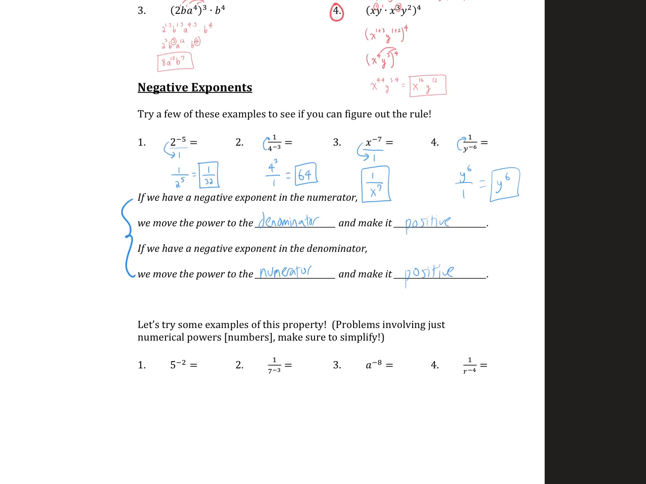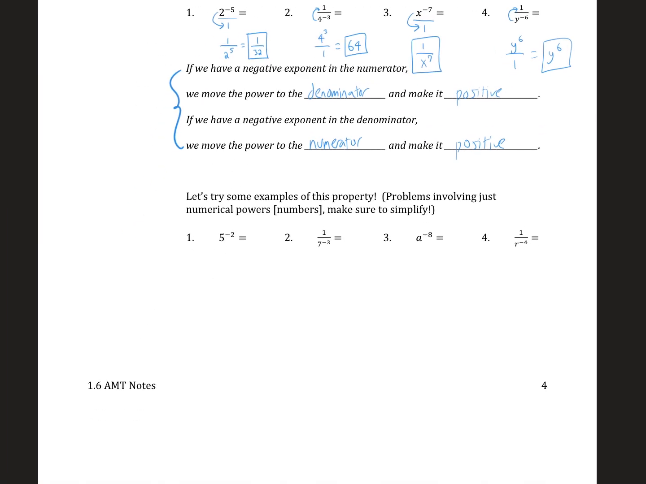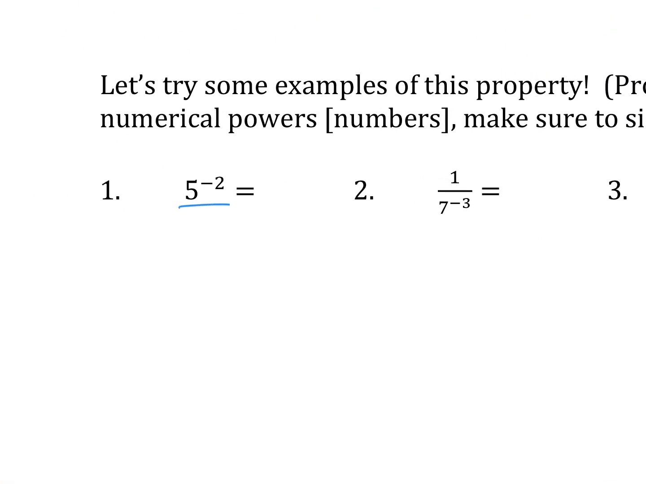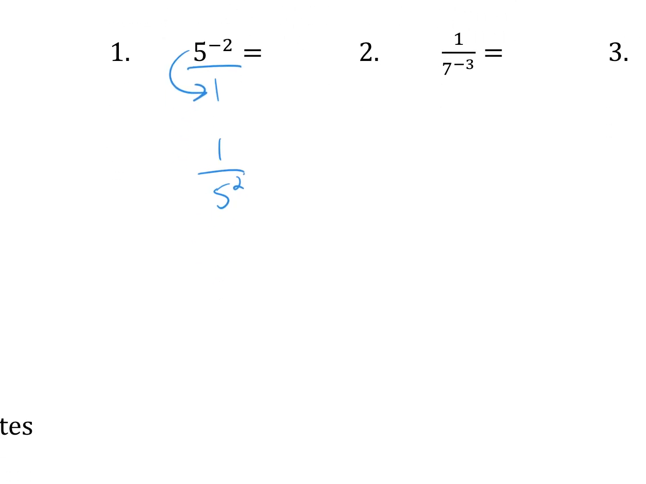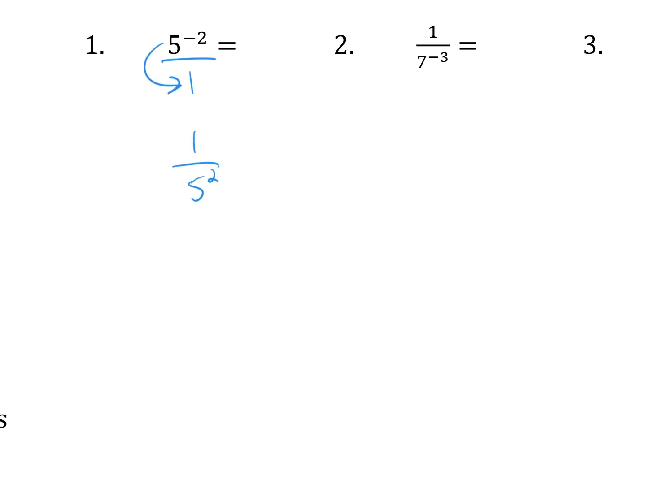Why don't you guys try 1 through 4 down at the bottom here? It's just like these other ones. Now we've got some more practice. Make sure with numbers that you simplify them and write them as single numbers. All right, this one down here, we have 5 to the negative 2, put over 1, move to the bottom. We get 1 over 5 squared, and 5 squared is 25. So we get 1 over 25.